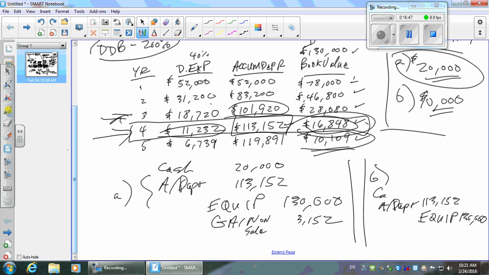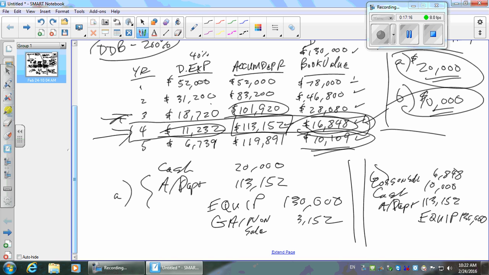In this case, how much cash did you get? Only 10,000. If I got 10,000 for a 16,848 asset, I'd lose money. How much would I lose? Loss on sale: 6,848. You can't miss these gains. You practice a little bit, you know what you're doing, you just relax and let yourself think, and you're just going to have chances.